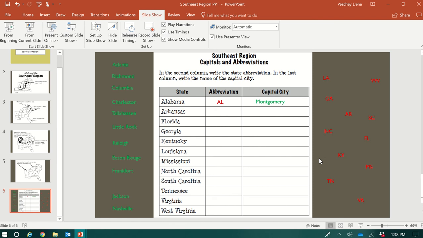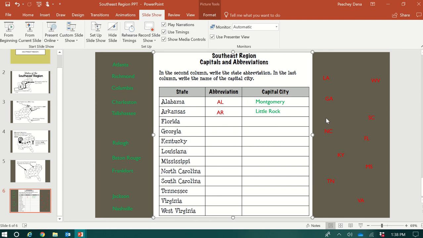And if you want to, you can always pause this video and then start it again when you're ready for the next one. Okay. Arkansas is the same thing as Alabama. It's the first two letters of its name. So the first two letters are AR, and the abbreviation is AR for Arkansas. Okay. And then the capital city is Little Rock.